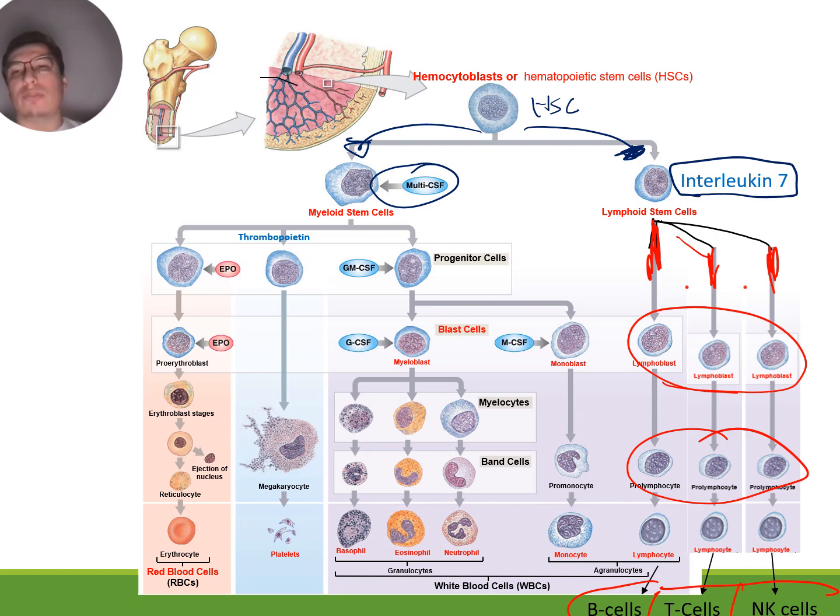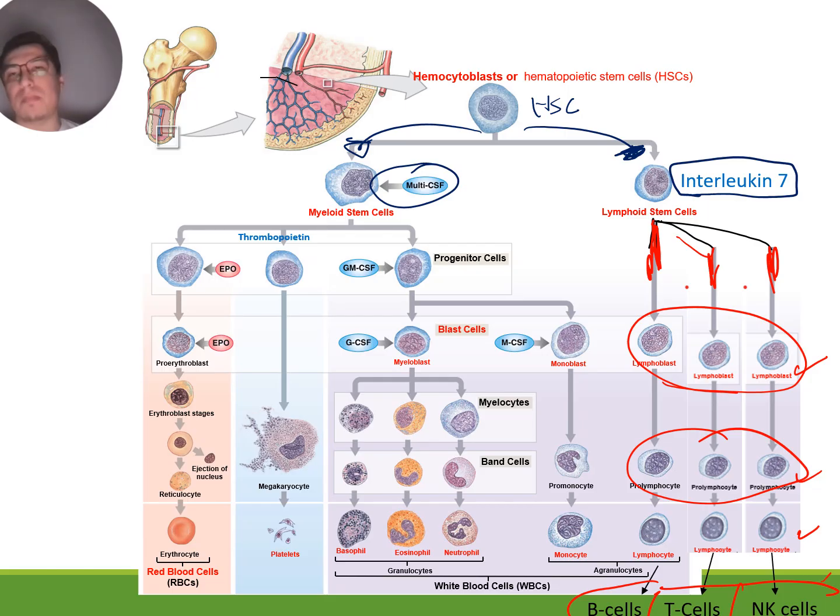You don't have to remember these names. Just know that if we're coming from a stem cell and there is a maturity process that happens, T cells don't mature in the bone marrow, they mature in the thymus. B cells and NK cells do mature in the bone marrow.